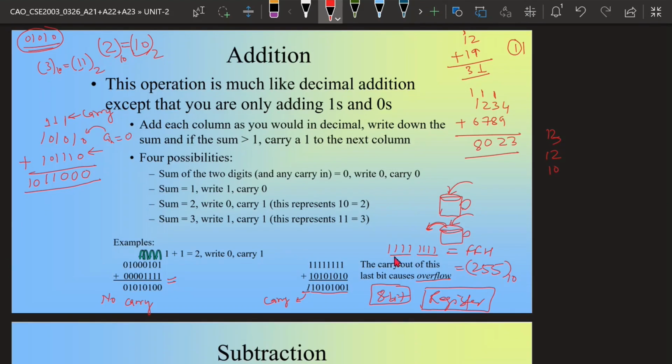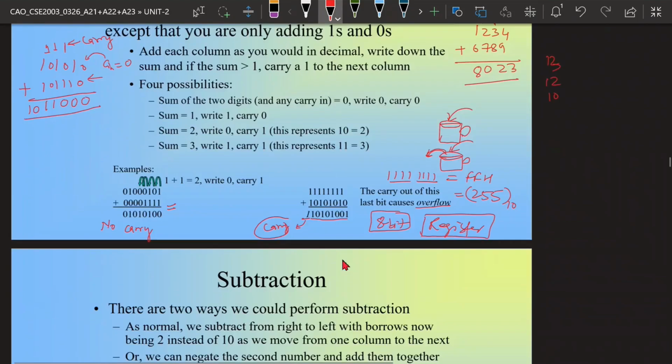But suppose a number is more than 255, or suppose we are adding and after addition we get another output, that is the carry output. This carry cannot be adjusted into the 8 bits. Then also we will call it an overflow, because we cannot accommodate 9 bits into an 8-bit register. So that's why we call it overflow. We will see how the overflow should come, or what the condition should be so that we call it an overflow, in the next slides.